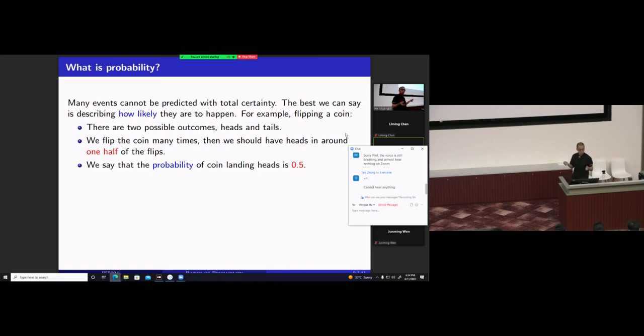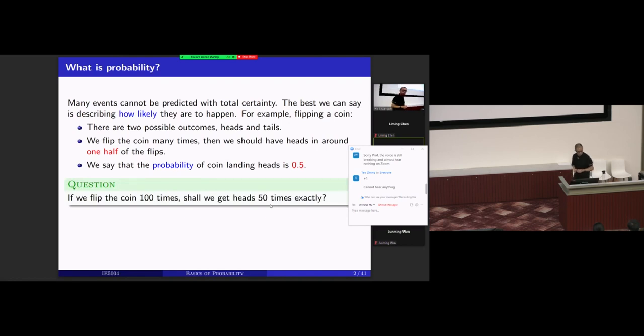Again, what does it mean? It means that if we flip it many, many times, then we would expect the proportion of heads to be around 1/2, right? That's the very first step for establishing the idea of probability. You see, the probability means the proportion of heads. So let's think of a question like this: suppose we flip a coin 100 times. Should we get heads exactly 50 times?